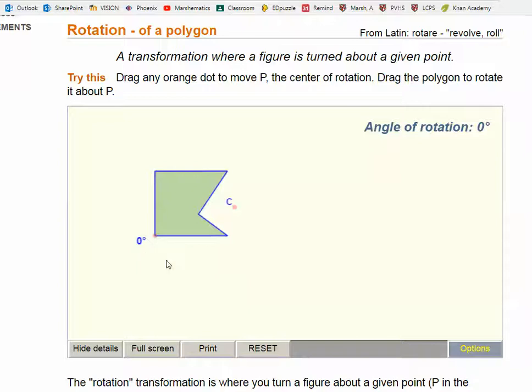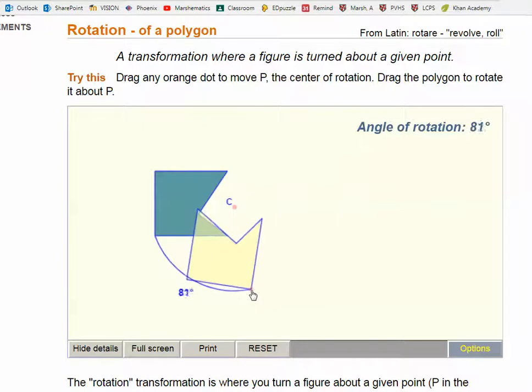Take a look at this figure, this concave polygon. I'm going to rotate it about that center of rotation point C. I'm going to move this point, and notice as I rotate it counterclockwise, not the way of the clock, the degrees are increasing. And when it's turned 90 degrees, it shows that right angle, and notice that it's turned to its side.